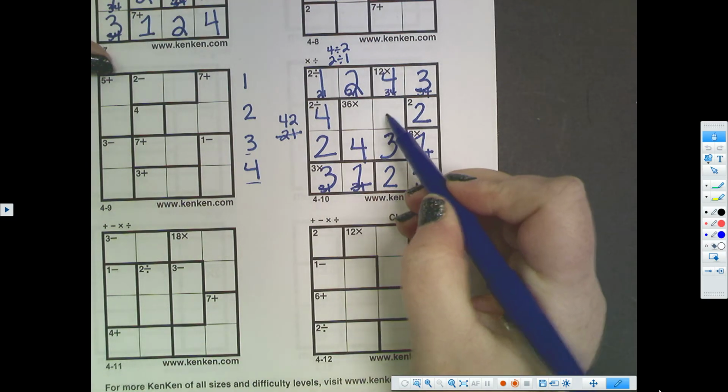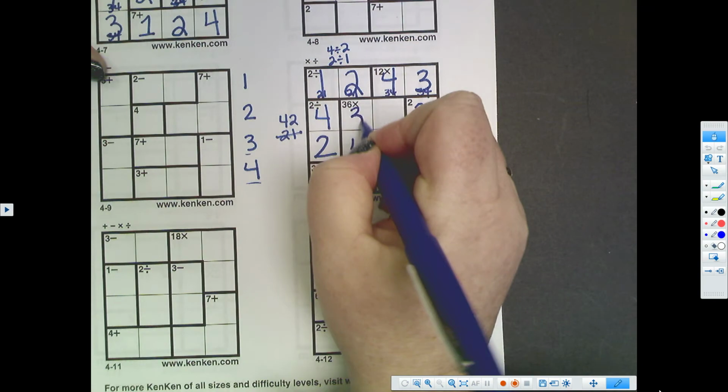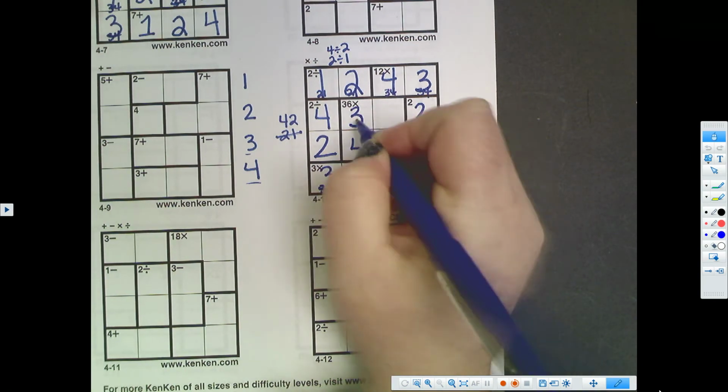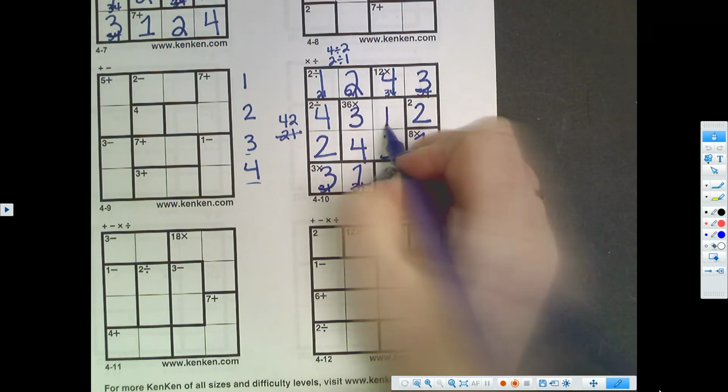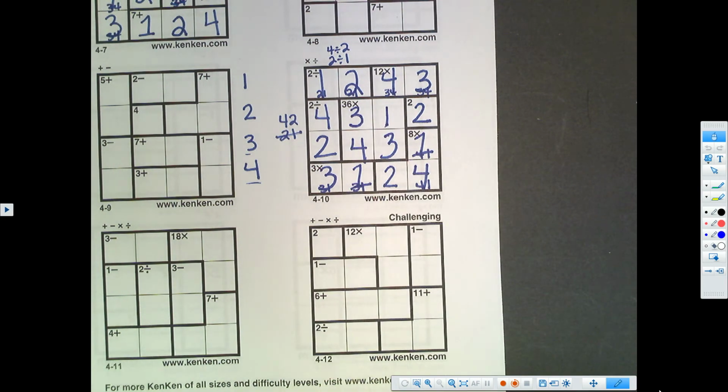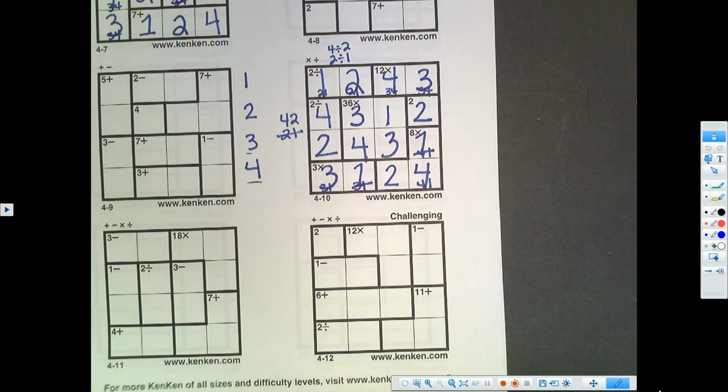But I can't put the 3 on top of it. So the 3 would have to go here. So 3 times 3 is 9. Times 4 is 36. So 36 times 1. So that one used a little bit more strategy than we had to use in the previous problem.